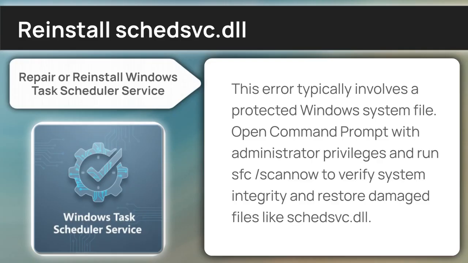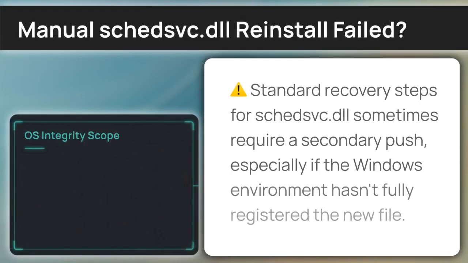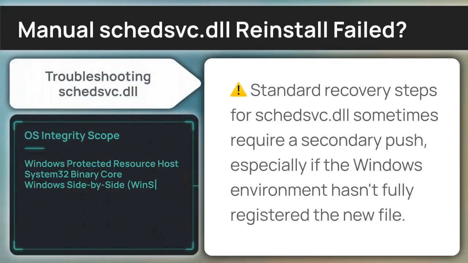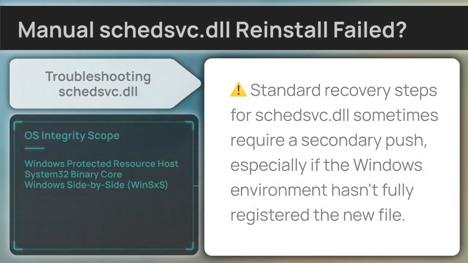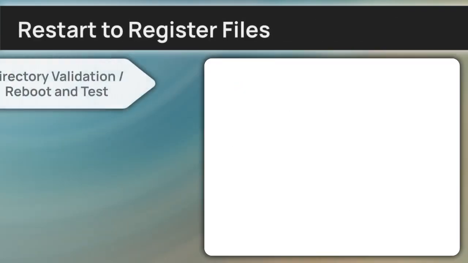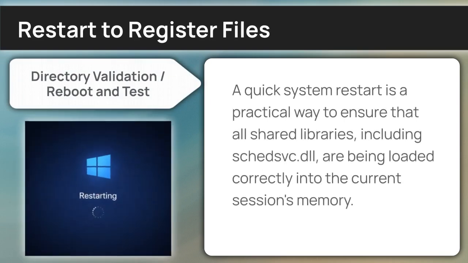Library DLL. Persistence of this error after a clean reinstall suggests that the issue may reside within the current user session's initialization. A full system restart ensures that no background processes are currently locking the Schedsvc library file. A fresh boot allows Windows to reinitialize its library map from a clean state.